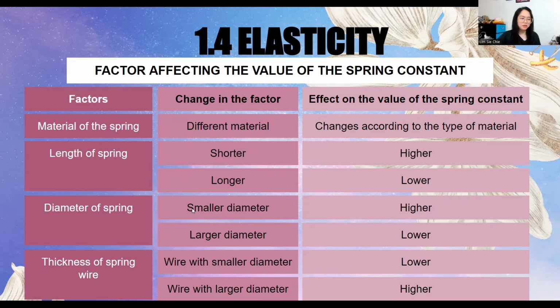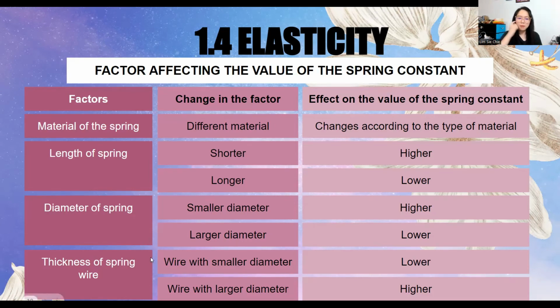Now, how about the diameter of the spring? What I mean by diameter of the spring is the diameter like this. The smaller diameter means the spring is smaller. The bigger diameter means your spring is bigger like this. So your smaller diameter will normally have a higher spring constant compared to a larger diameter, which has a lower spring constant. What do I mean here? If I have a larger diameter of the spring, when I hook on something, the extension is actually longer. So that's why the spring constant is lower.